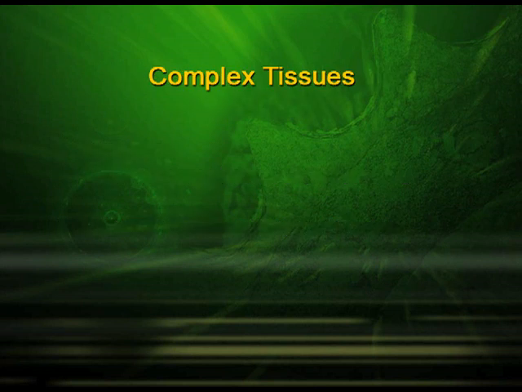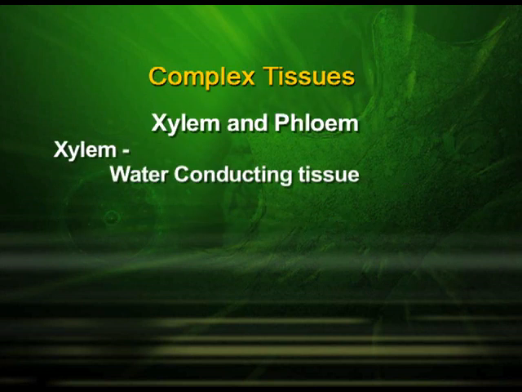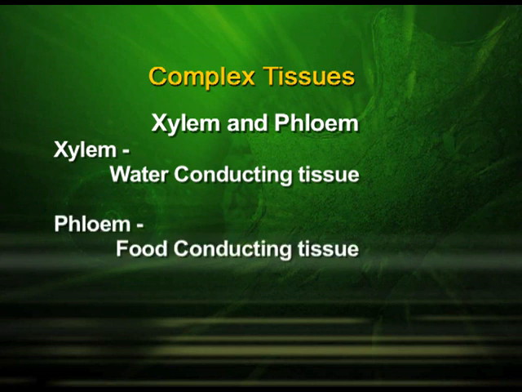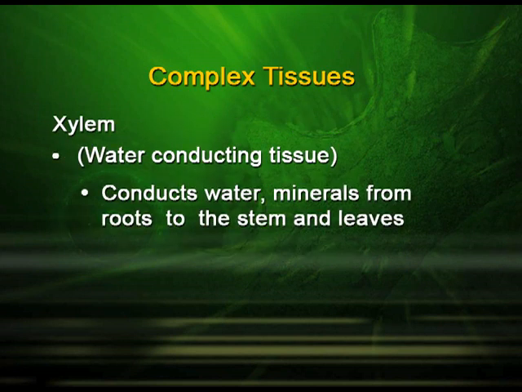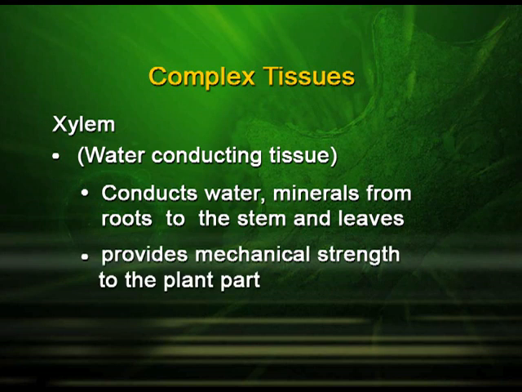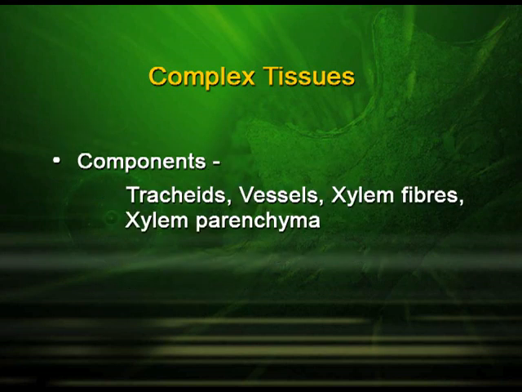The complex tissues are made up of xylem and phloem. Xylem is known as the water conducting tissue and phloem is known as the food conducting tissue. Xylem is responsible for conducting water and minerals from the root to the stem and leaves. It provides mechanical strength to the plant parts. Their components are tracheids, vessels, xylem fiber and xylem parenchyma.